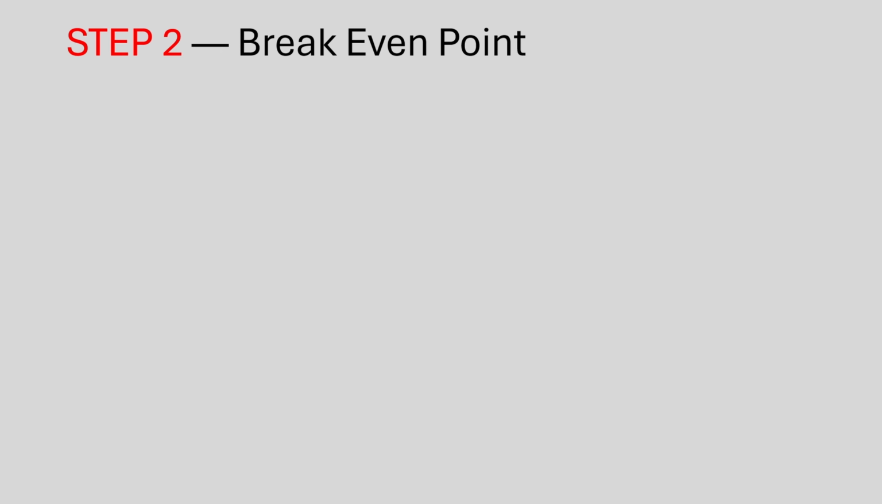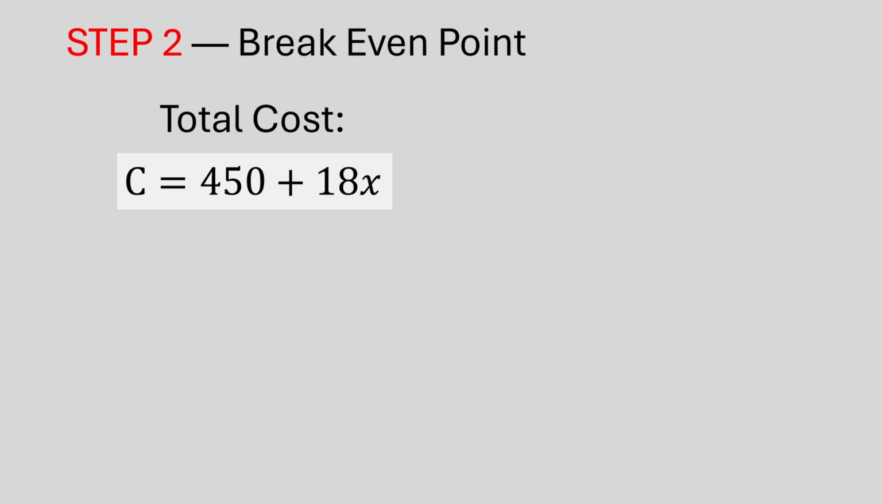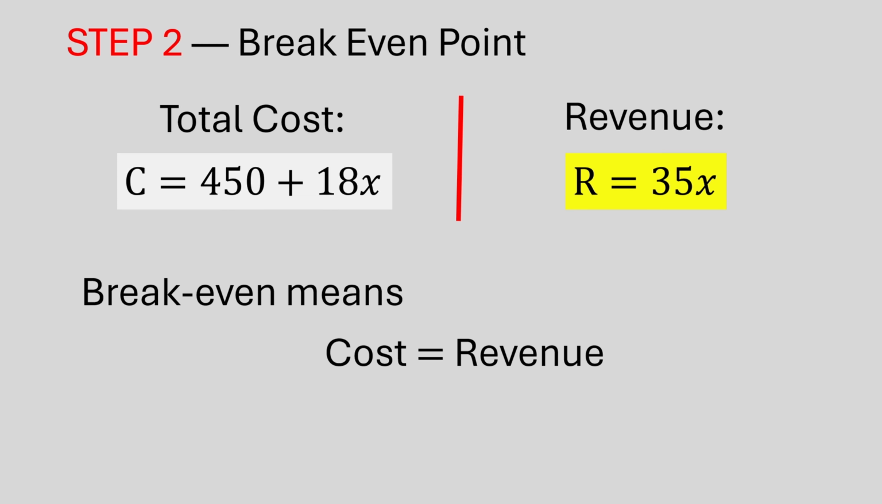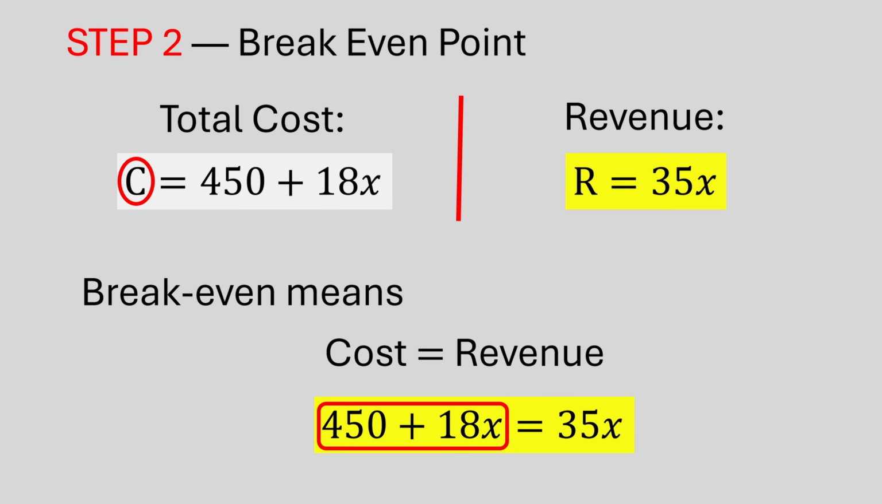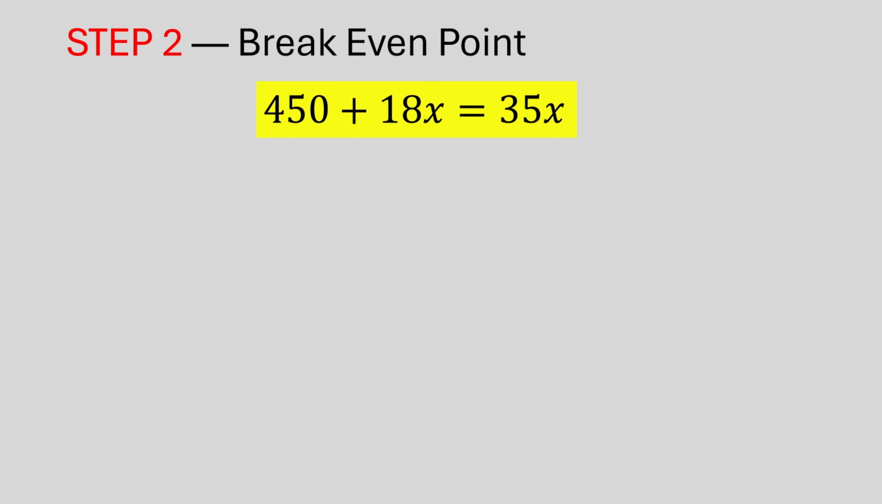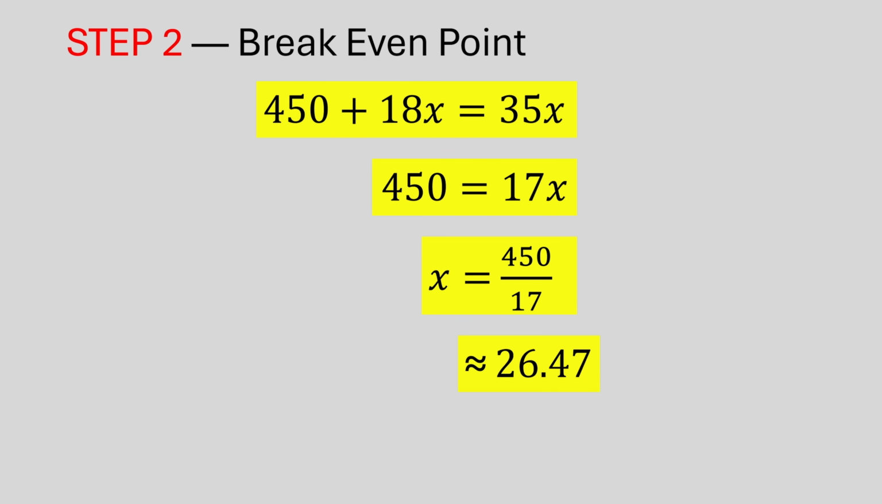Step 2. Break-even point. Now we have two equations, one for total cost and one for revenue. Break-even means total cost equals total revenue. So 450 plus 18x equals 35x. Subtract 18x from both sides. 450 equals 17x. X equals 450 over 17.